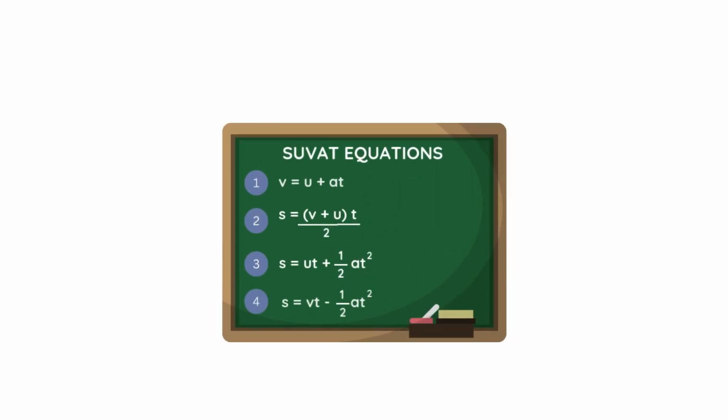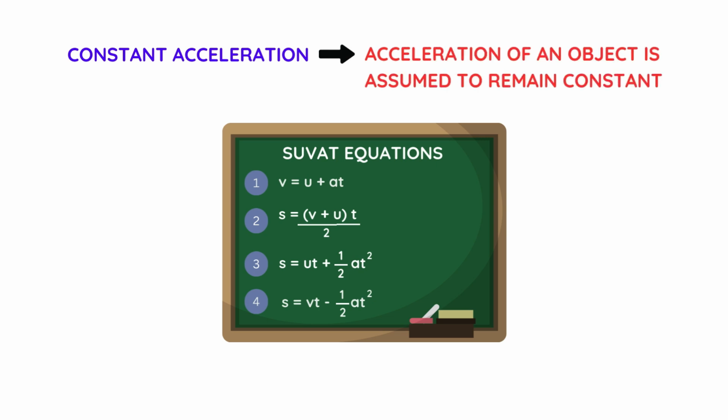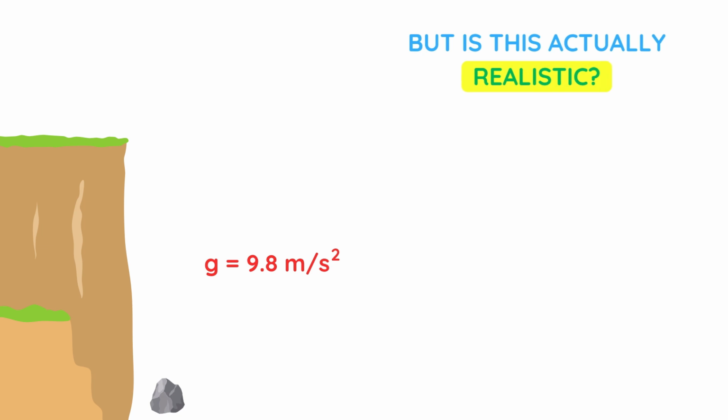Until now, we have only discussed scenarios involving constant acceleration, where the acceleration of an object is assumed to remain constant. For example, if you throw a stone from the top of a hill or a cliff, we typically assume the acceleration is constant, with a value of g equals 9.8 meters per second squared. But is this actually realistic?